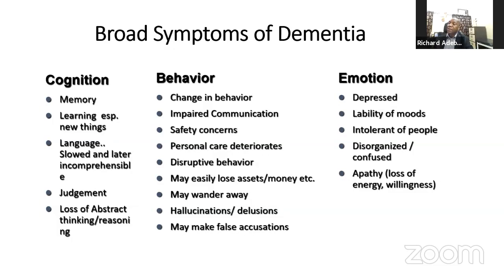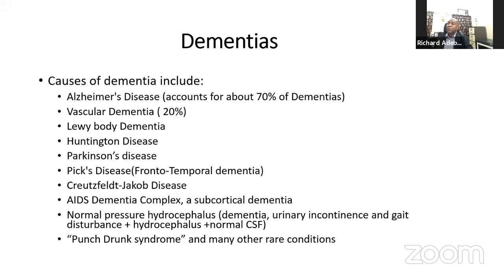So when we see this cluster of symptoms, depending on which one starts first, the behavioral or the emotional, they think this is a psychiatric thing, so they see psychiatrists. But if it's more of cognition, they are most likely going to see a neurologist. But by and large, this is a multidisciplinary area where psychiatrists have their own role and neurologists have their own roles.